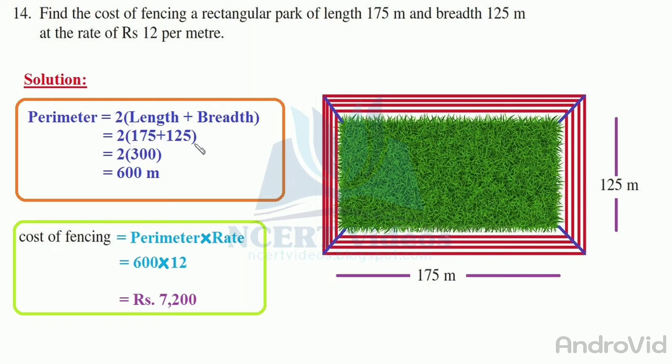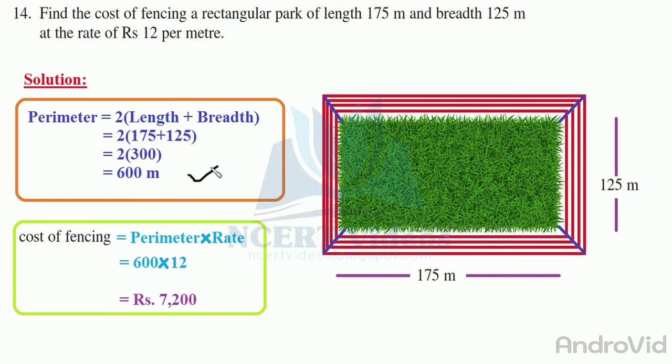So twice into length plus breadth, since it is a rectangle. 175 plus 125 is 300. When we multiply it with 2, it gives you 600 meter as your perimeter.